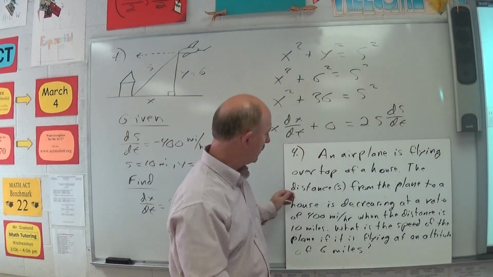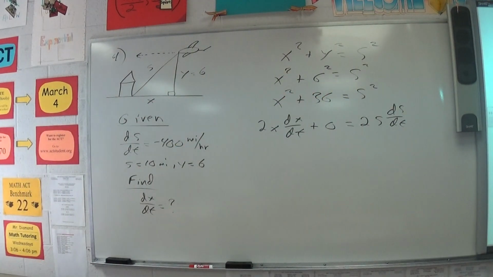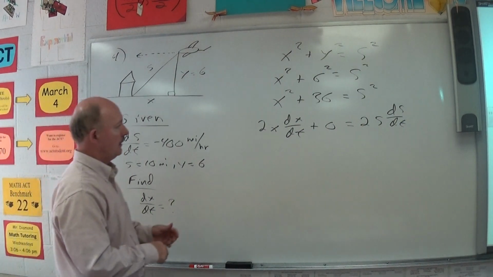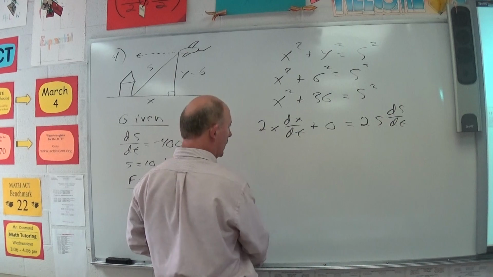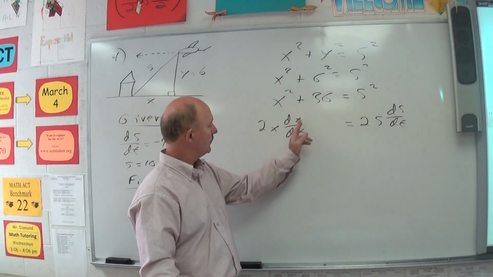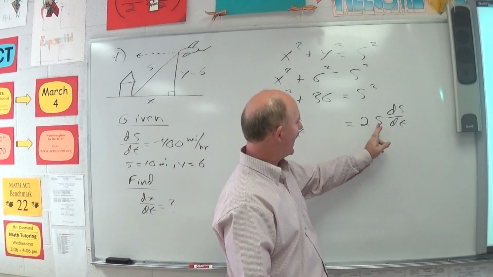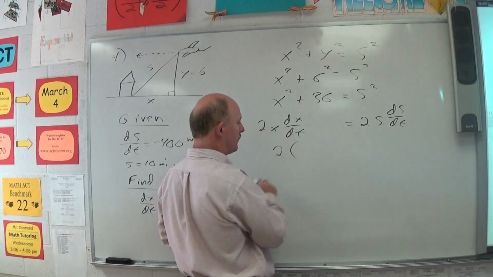Now, I'm going to take our problem down here, so we'll move it out of the way. All right. Now, it should just be a matter of substituting in. So let's substitute the 0 here. We can just drop that. I'll just erase that. So this is our equation: 2x times dx over dt equals 2 times s times ds over dt. So let's do the x. So substituting in for x.